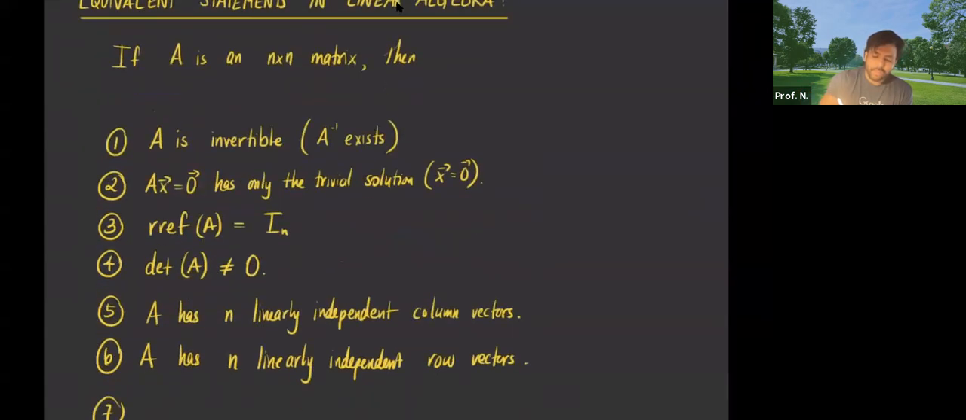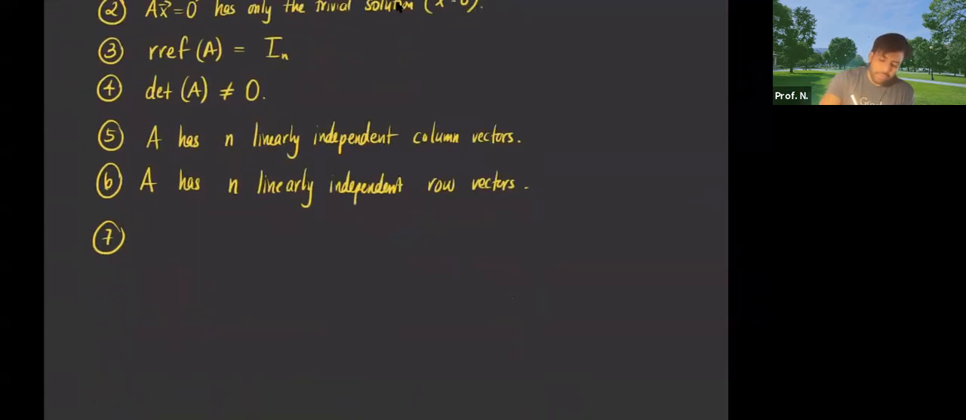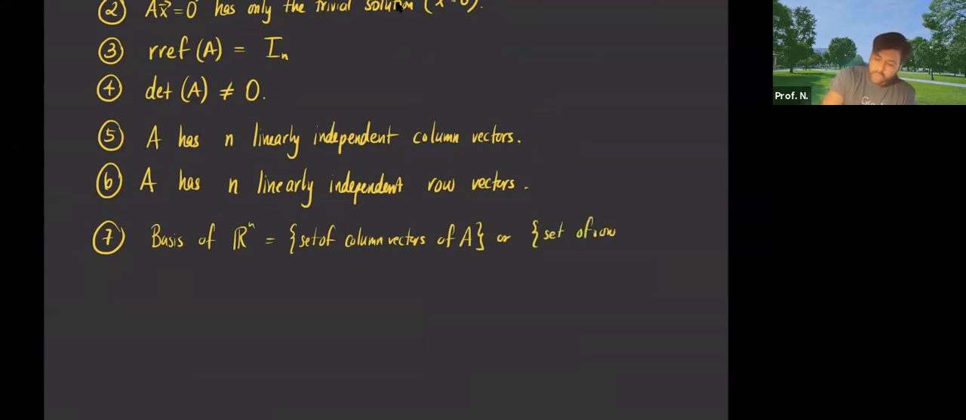A is n. So yes, we can talk about the column vectors. Yeah, we can write that. A basis of Rn is equal to the set of column vectors of A, or the set of row vectors of A. Okay.